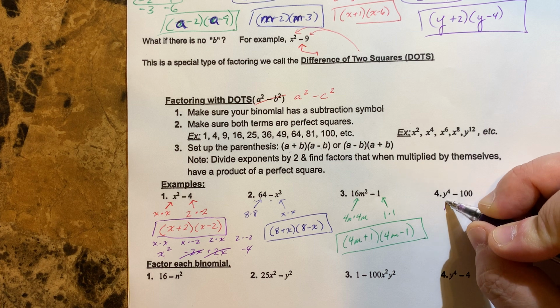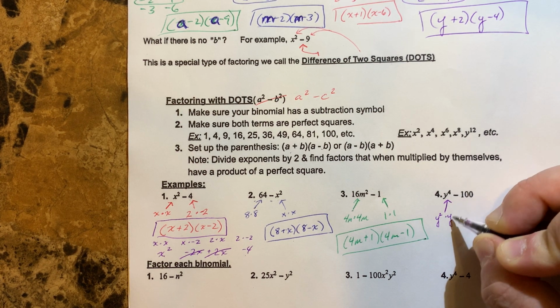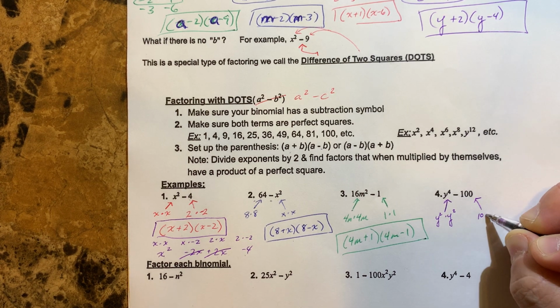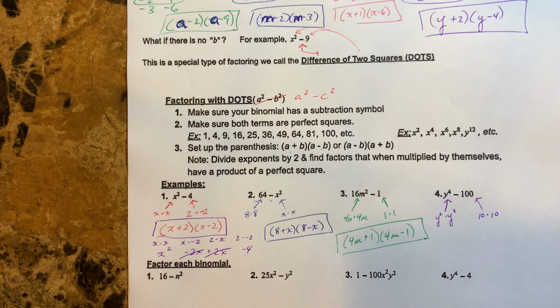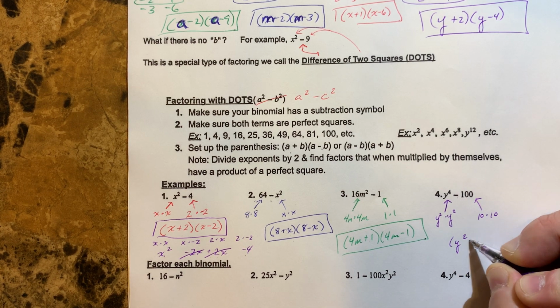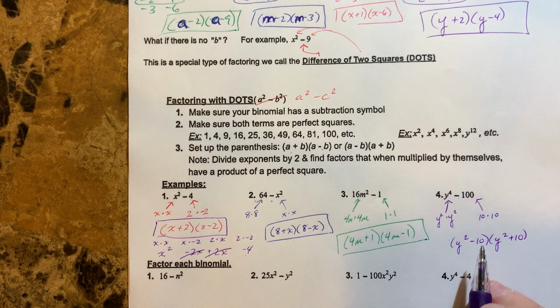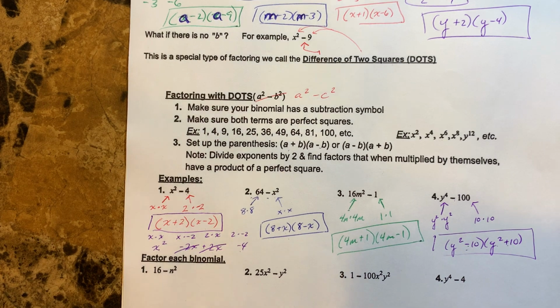All right, what times itself is y to the fourth power? Y squared times y squared is y to the fourth. And what times itself is 100? That's 10 times 10. And it was a difference problem, a subtraction. So y squared minus 10 and y squared plus 10, one of each operation in each of those binomials, would be the correct way to factor it.